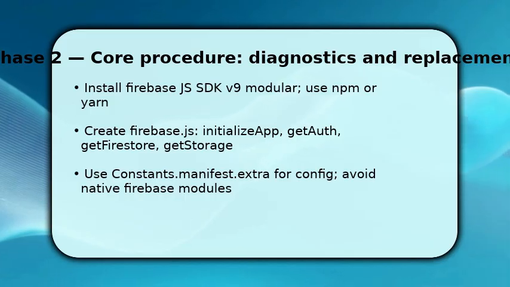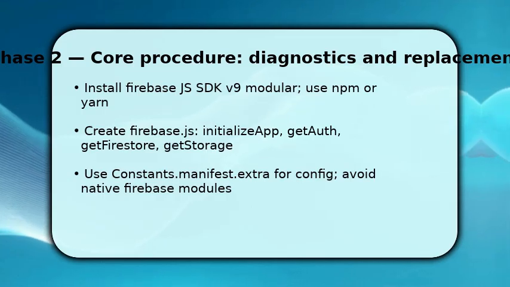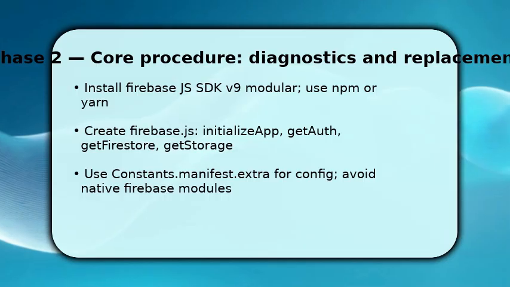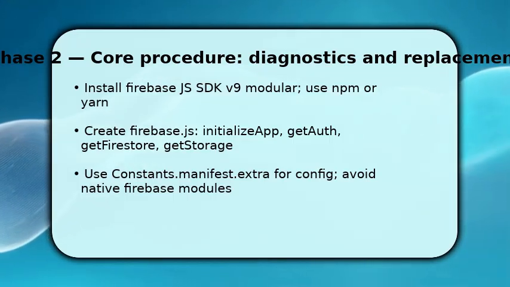Install Firebase with npm or yarn, then create a firebase.js file where you import initializeApp, getAuth, getFirestore, and getStorage. Use Constants.manifest.extra or process.env to inject the config object at build time. Once initialized, export auth, db, and storage instances.